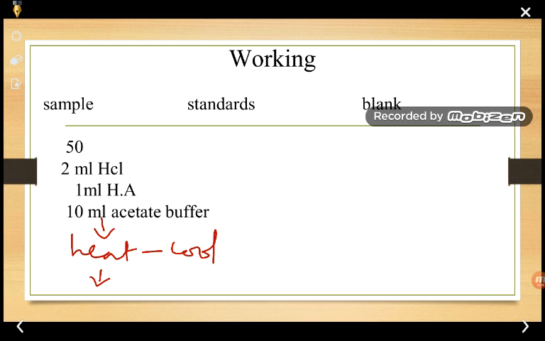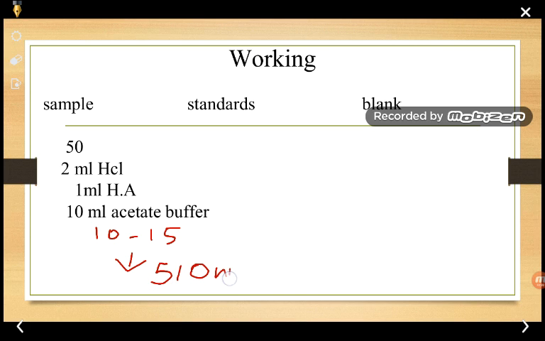so to cool it, and then make the volume up to the 50 ml mark with the water or distilled water. And then we have to wait for 10 to 15 minutes for the color development, and after 10 to 15 minutes we have to take the OD, that is optical density, at 510 nm. So this was the procedure regarding the sample.